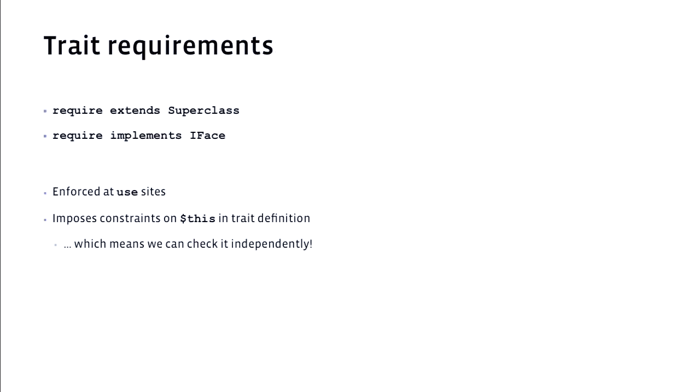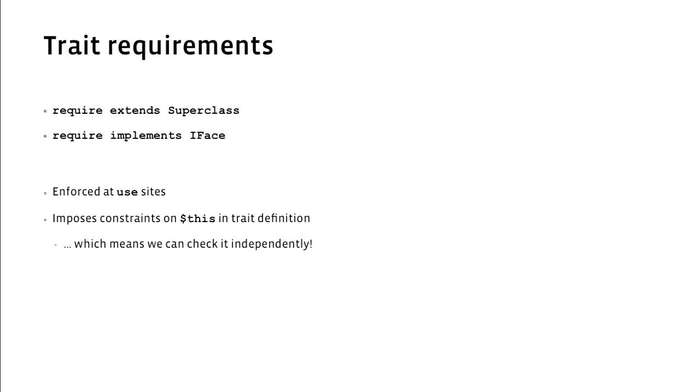So that's the syntax. The nice thing is that we enforce it at the use site, both in the runtime and in the type checker. And we use the information that these trait requirements give us to impose constraints on the trait definition. Specifically, we know that $this must be a subclass or an implementer of these requirements. And that allows us to check the trait definition independently. So we don't have to look at all of the use sites and see if when you put them together, there might be any errors.